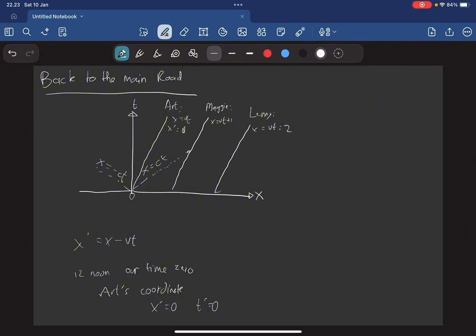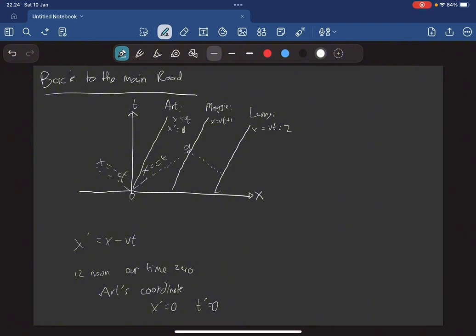Suppose Art sends out a light signal to Maggie from the origin. So this one. At some point, we don't know yet what the point is, Lenny will also send out a light signal toward Maggie. He will somehow arrange to do this in a way that both signals reach Maggie at the same instant. If Art's light signal starts at the origin, Maggie will receive it at point A, so this one.